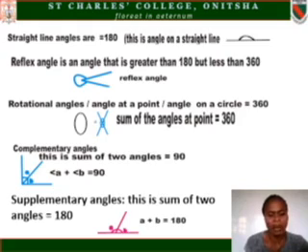Now let us look at complementary angles. This is the sum of two angles that is equal to 90 degrees. Looking at the diagram, you see that angle A plus angle B is equal to 90 degrees. Last but not the least, supplementary angles. This is the sum of two angles which is equivalent to 180. Angle A plus angle B is equal to 180.